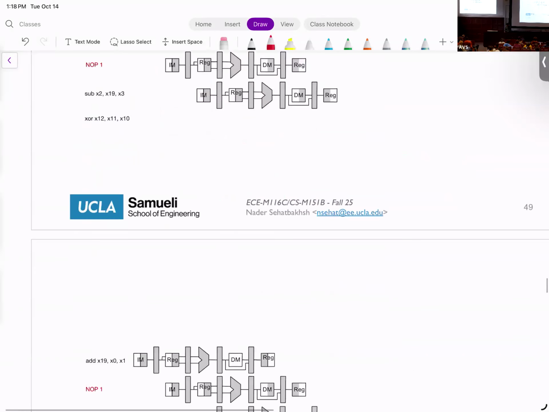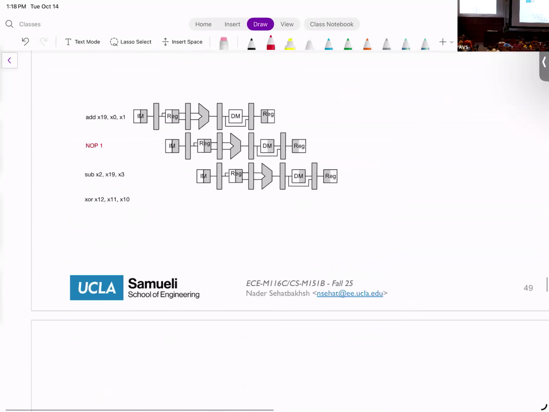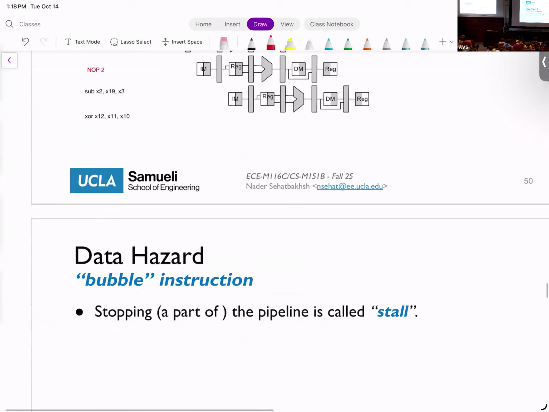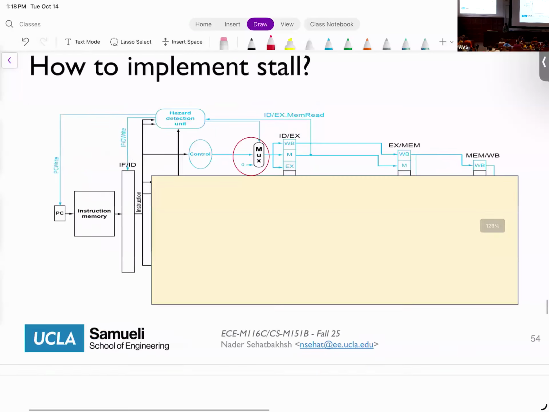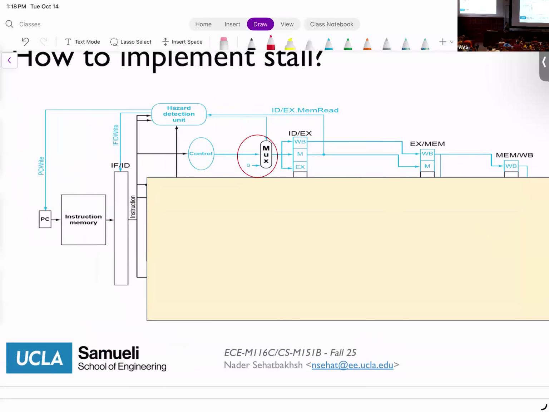Actually, let me see if I have. Yeah, this is just how we insert the no ops. Okay. Let me show you. Okay, so this is how we are actually inserting these things.